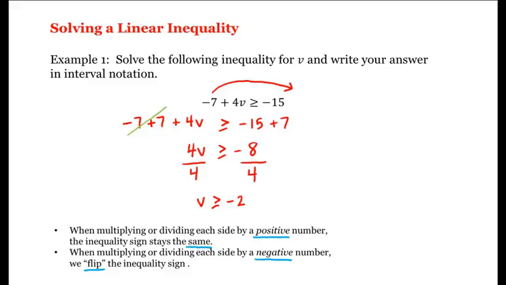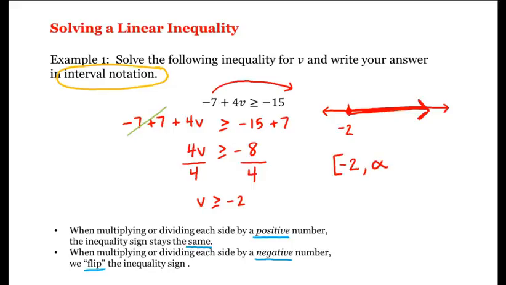Let's look at this on a number line. Here's -2. v can equal -2 and anything to the right. Now we are asked to put our answer in interval notation. Doing this, we have close bracket, -2, because we want to include -2, up to positive infinity, which would be our answer.